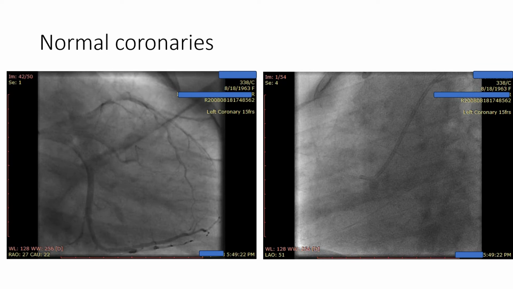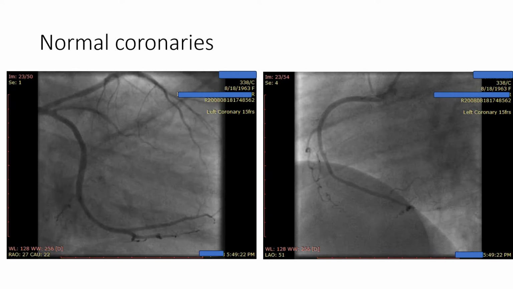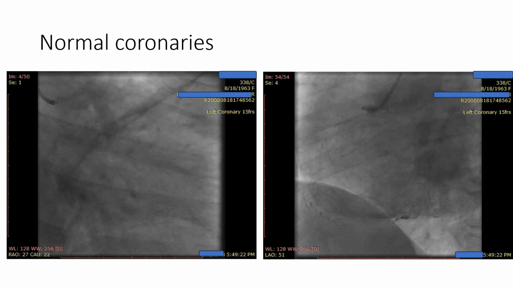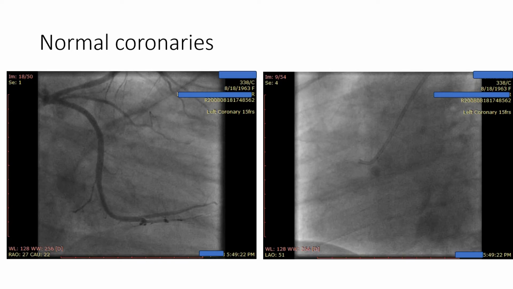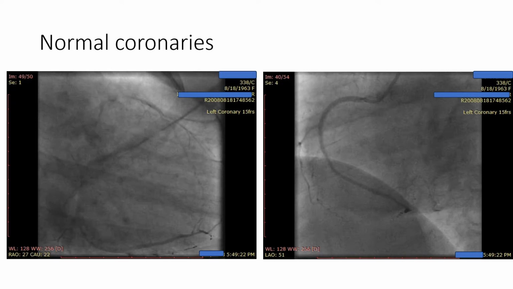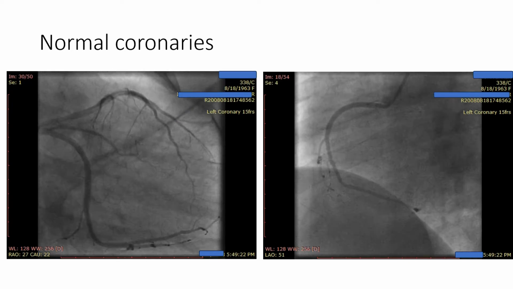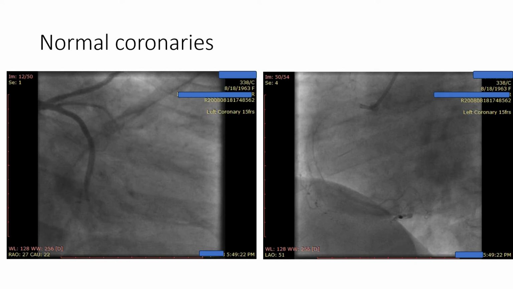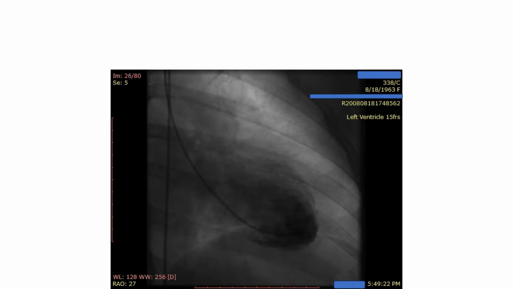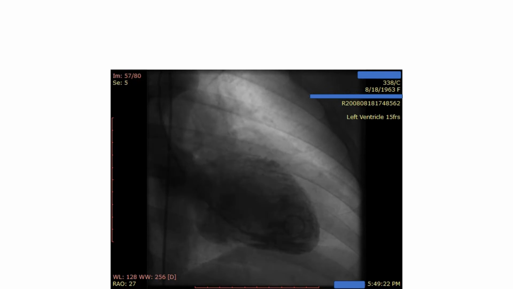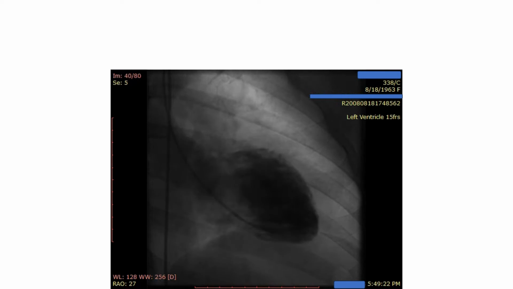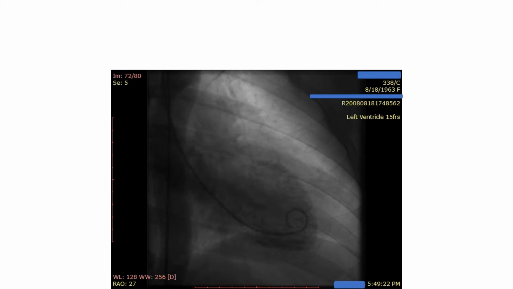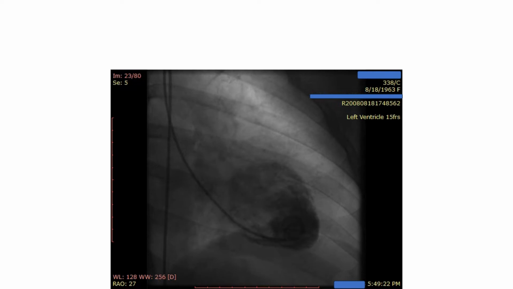This female patient presented with acute chest pain, ECG changes, and elevated cardiac enzymes. She was rushed into the cath lab and the coronaries were normal. The diagnosis can be achieved in the same session by LV angiography, and it showed global hypokinesia with sparing of the basal parts, consistent with stress-induced cardiomyopathy.